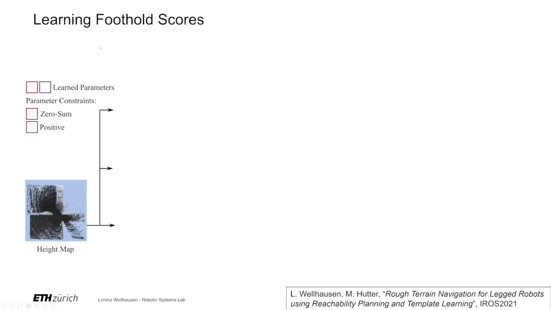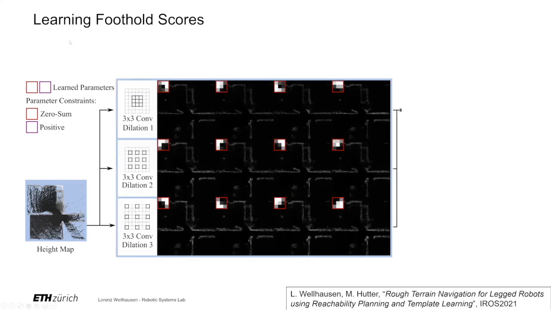And we do learning in a very shallow neural network. We call it template learning because really it's not deep learning. There are barely any nonlinearities, and it's just 2 layers. But the implementation is as a convolutional network. So in the first step, we feed the elevation map through 3x3 convolutions with different dilations, just to get a bit of robustness to scale.